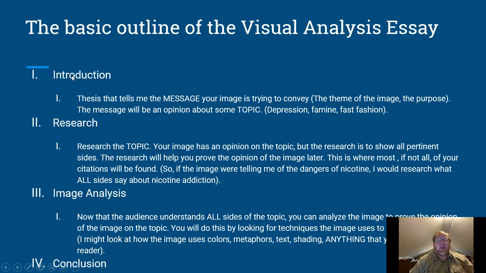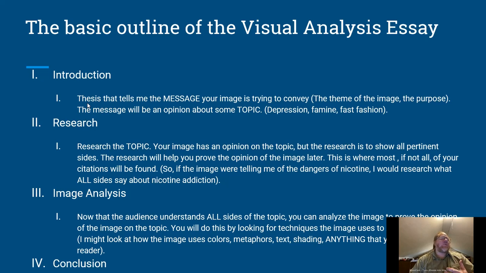All right, so the basic outline of the visual analysis essay. It starts with an introduction, obviously. You're going to have a firm thesis. It's going to be specific and opinionated. That tells me the message your image is trying to convey. All right? Now, here's the tricky part. This type of paper does not care about your opinion. All right? It cares about the opinion of the image, which we should be able to kind of objectively determine.